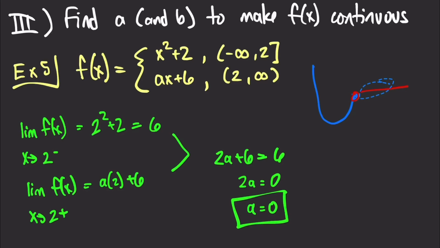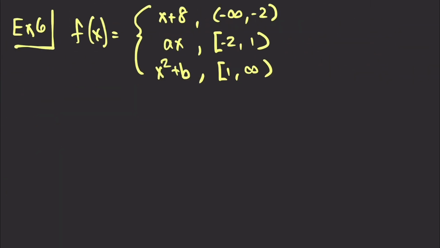All right, last one. A little bit more challenging here is we've got 3 pieces. So what we like to do is start top down, because we're going to have to actually find a before we can find b. So again, what I have here is linear. That's also linear. So I need to make sure when x is negative 2 that the left-hand limit and the right-hand limit are going to be the same.